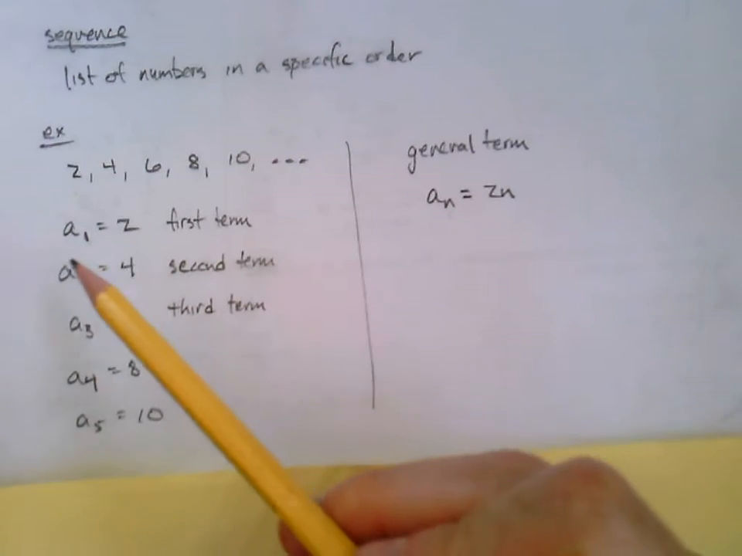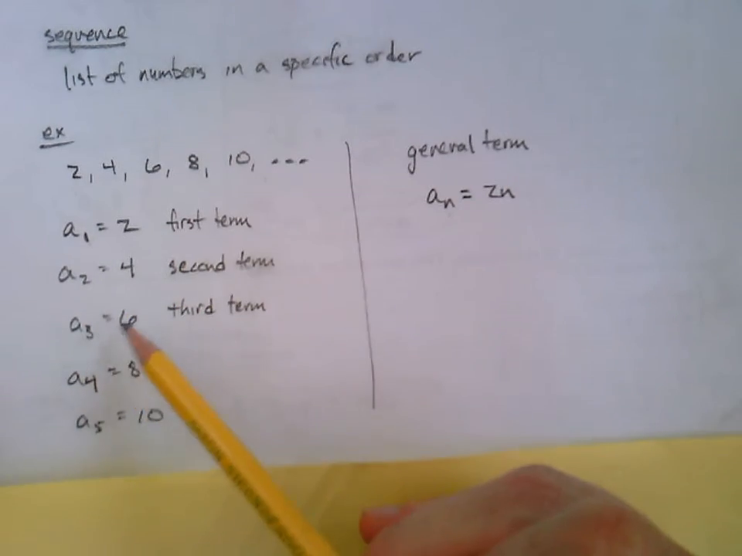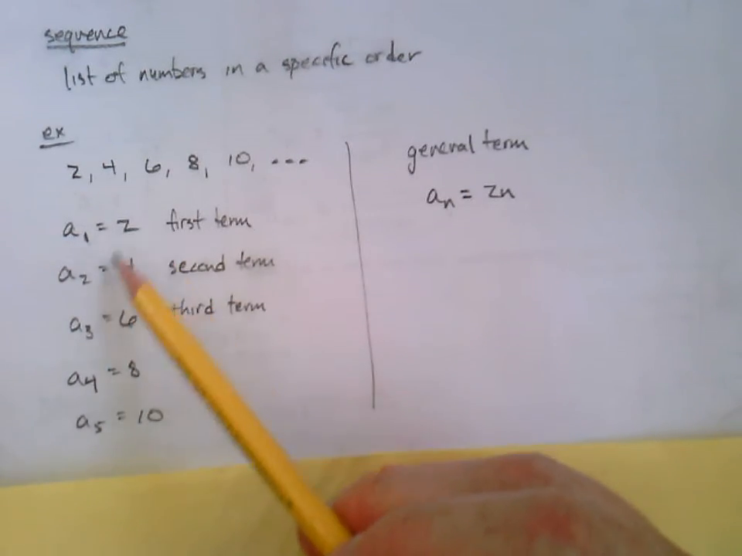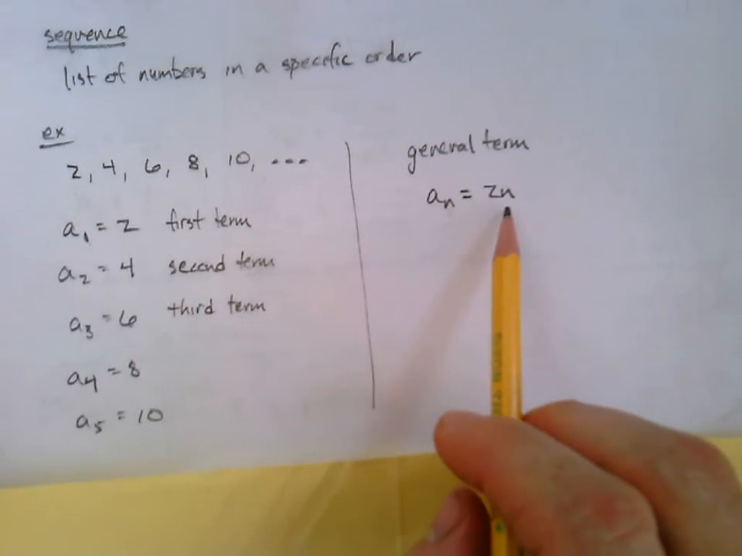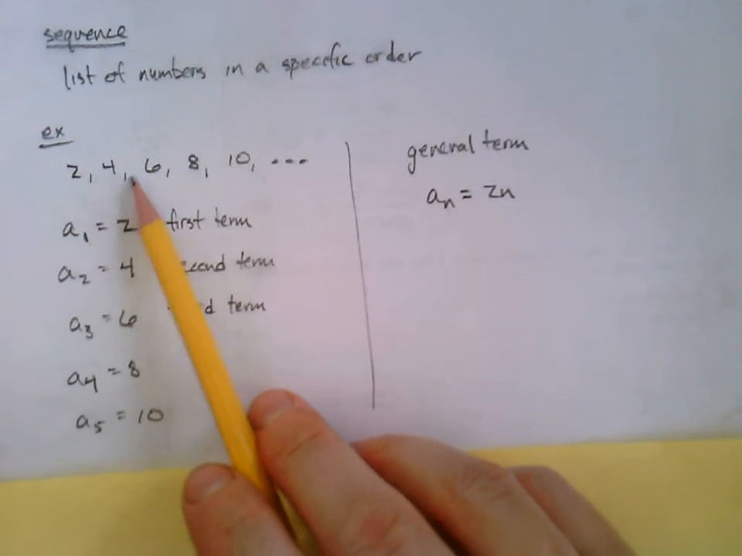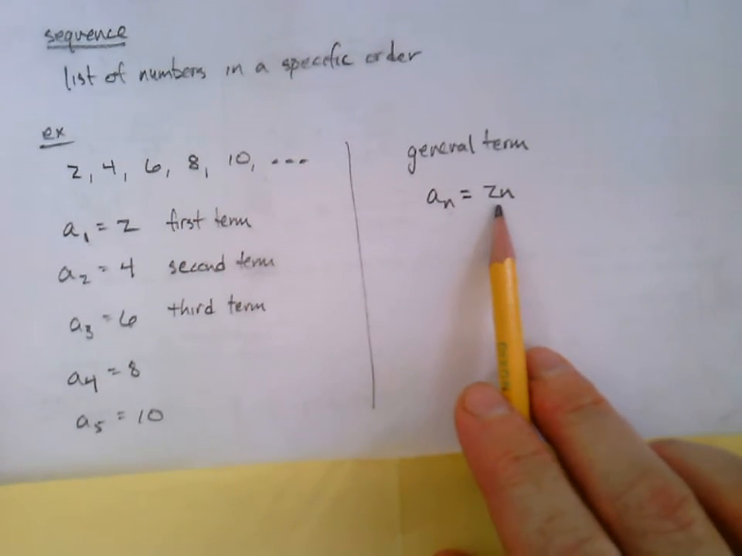You think, oh, well, term number 1 is 2. Term number 2 is 4. 3 is 6. 4 is 8. What's happening? I'm multiplying them by 2, right? Times 2, times 2, times 2. So if I take that value and I multiply it by 2, that's how I'm going to generate these numbers for this sequence, right? So a sub 1 would equal 2 times 1, that sort of thing.